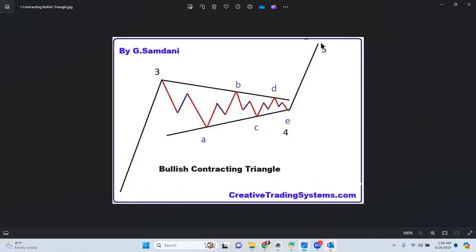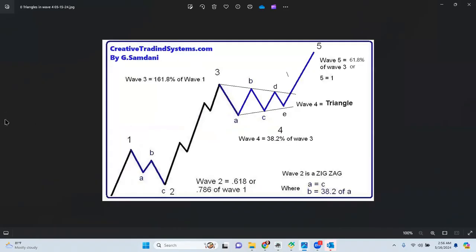So that is what it is: a bullish contracting triangle, because both trend lines, the sloping and the rising, are contracting, right? So that's what it is. And the subwaves are 3, 3, 3, 3, 3. So now you know this is how a wave 4 triangle happens, and usually it is within 38% of wave 3.